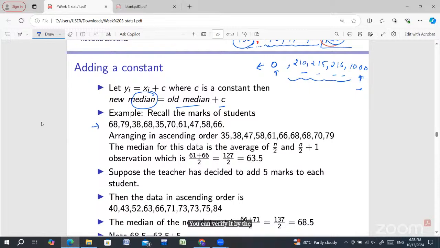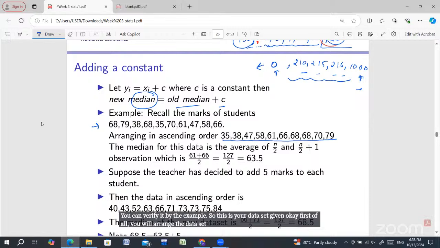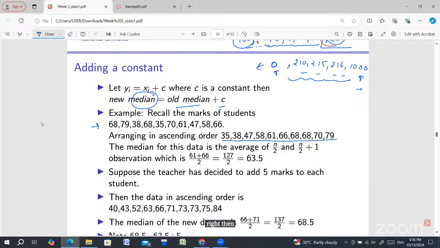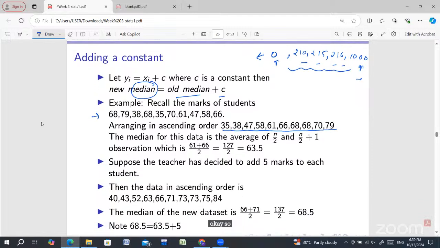So this is your data set given. First of all, you will arrange the data set, then you will count the number of observations. In this case, the formula we are using is the mean of the n by 2th observation and the n by 2 plus 1th observation. So the median will be 63.5 for this data set.